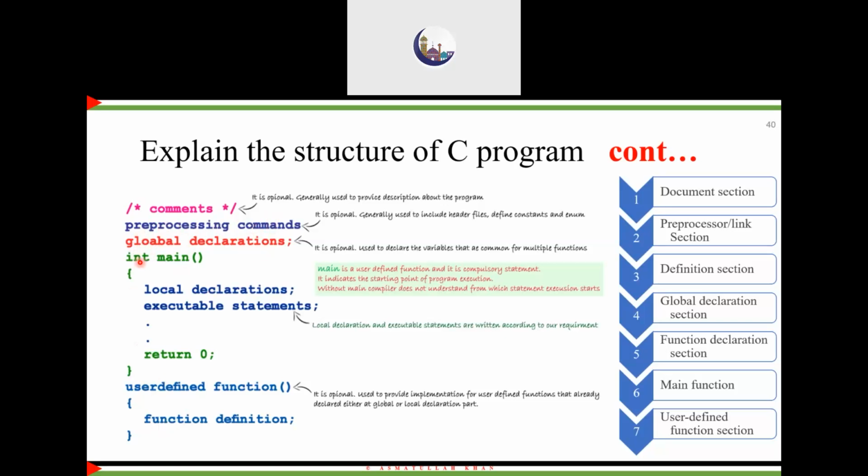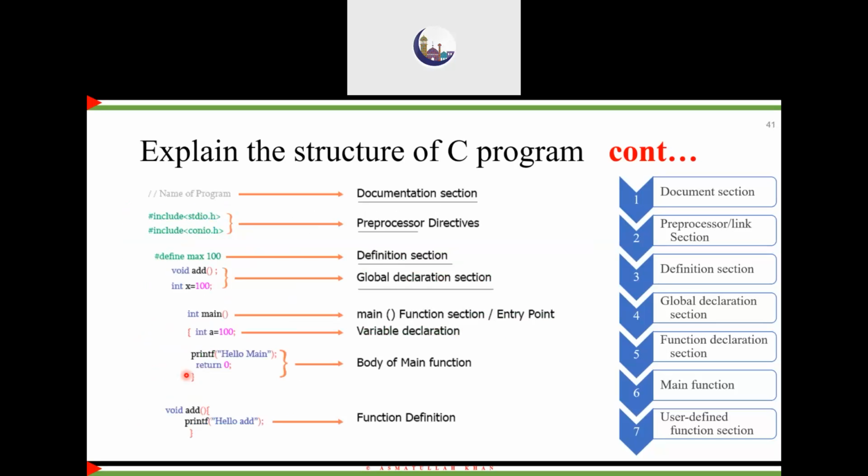Then you have to mention your main logic. In this logic, you can have local declaration of variables and some logical statements called executable statements. And finally, you will define your functions, whatever functions you have listed here for writing your program. So this is a general overview of the structure of your C program. Let us try to see an example.